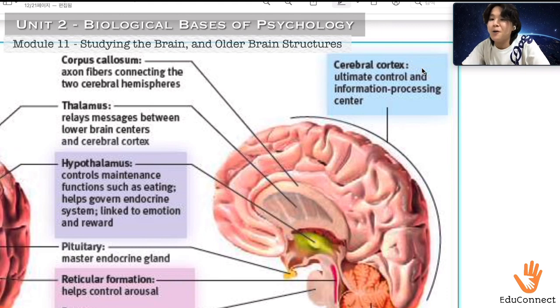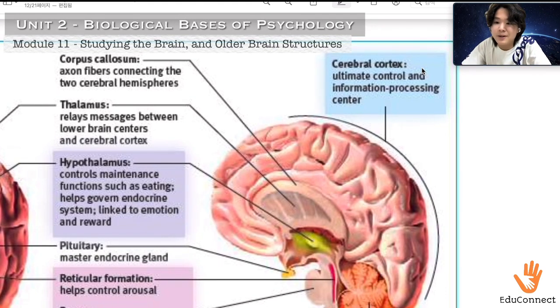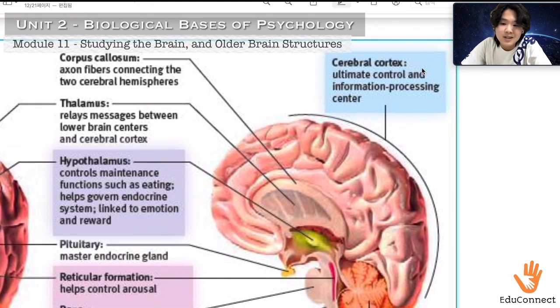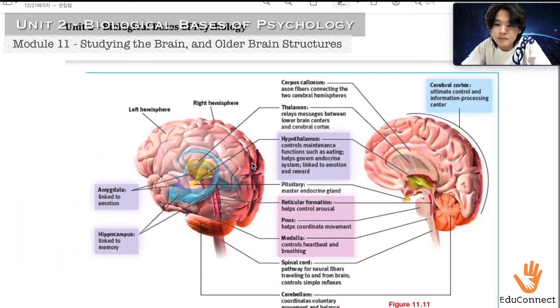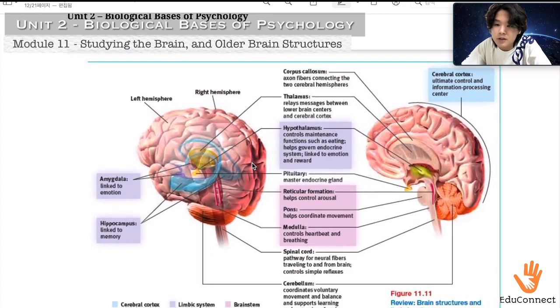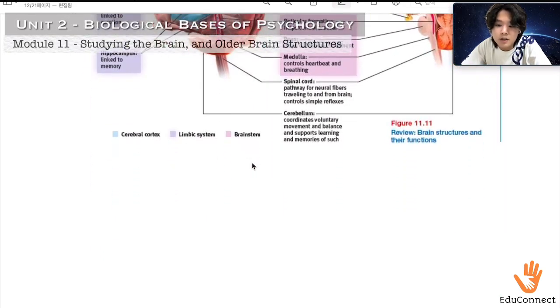And now moving back to the psychology lecture. The cerebral cortex, as previously mentioned, is the ultimate control and information processing center. So as you hear my lecture, your cerebral cortex is going to process the information that you're currently learning.